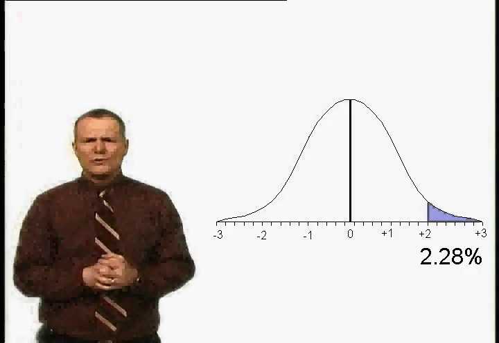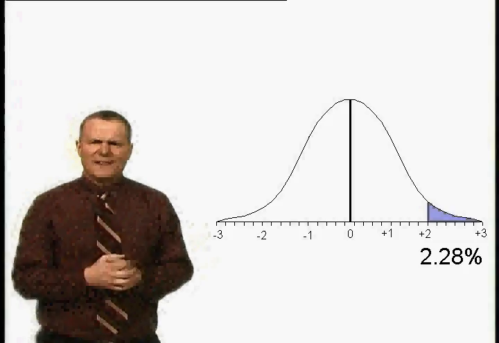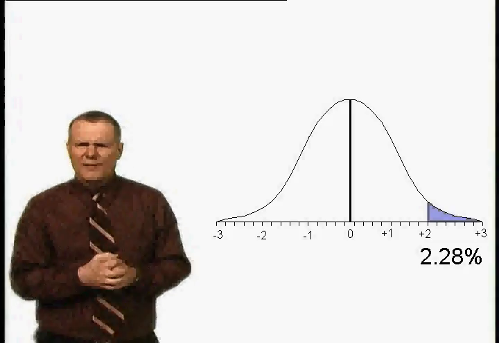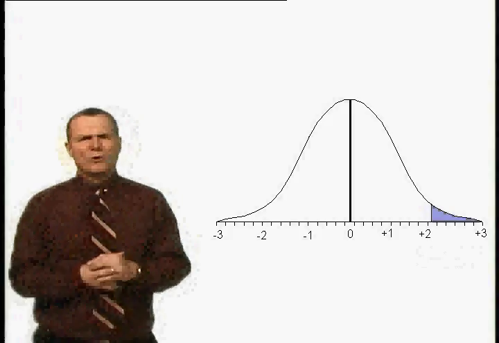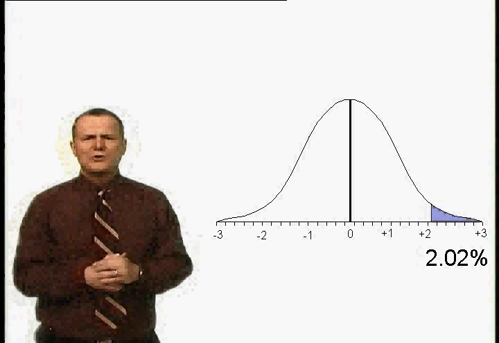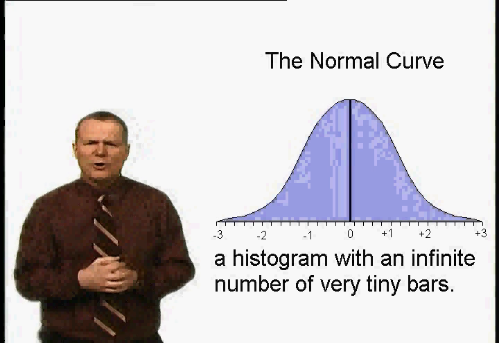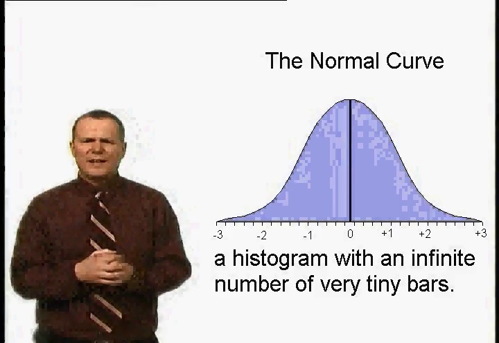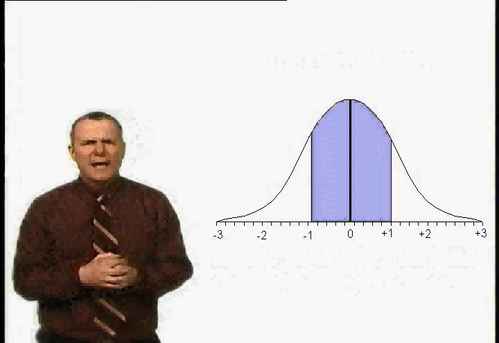0.0228 or 2.28%. You could use the same table to find the probability of being greater than 2.05, which is 0.0202 or 2.02%. Now I'd like you to try one on the perfect normal curve. What is the probability that a randomly selected point is between -1 and +1?